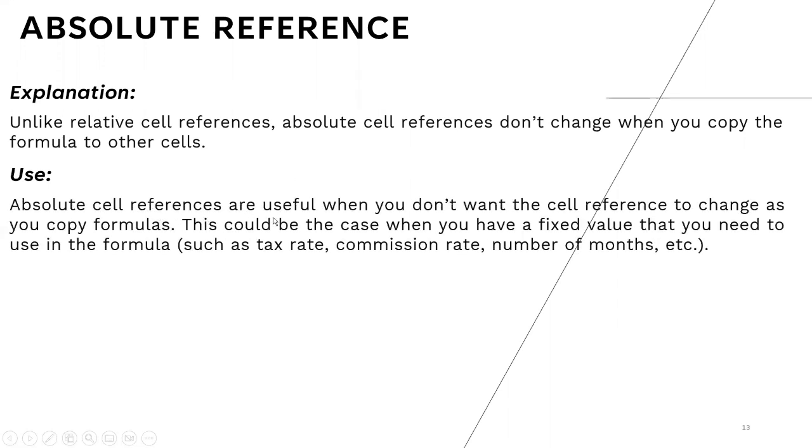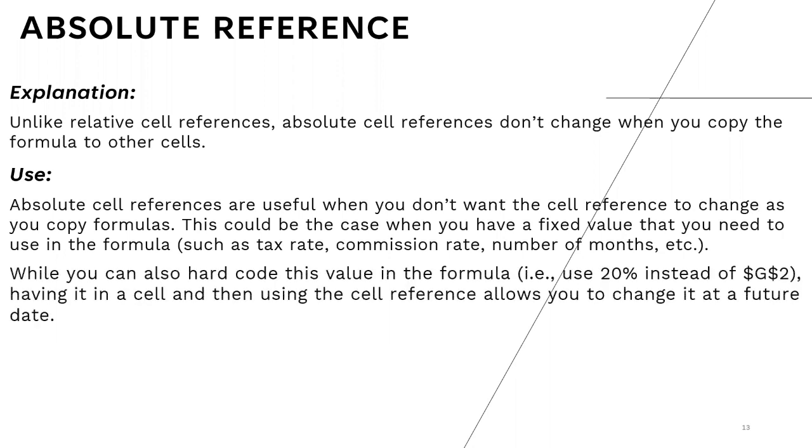Absolute cell references are useful when you don't want the cell reference to change as you copy the formula. This could be the case when you have a fixed value that you need to use in a formula, such as tax rate, commission rate, number of months, etc. So when there is one value which is fixed and you want to use the same value again and again in the formula for doing the calculations, that's when we use absolute referencing.